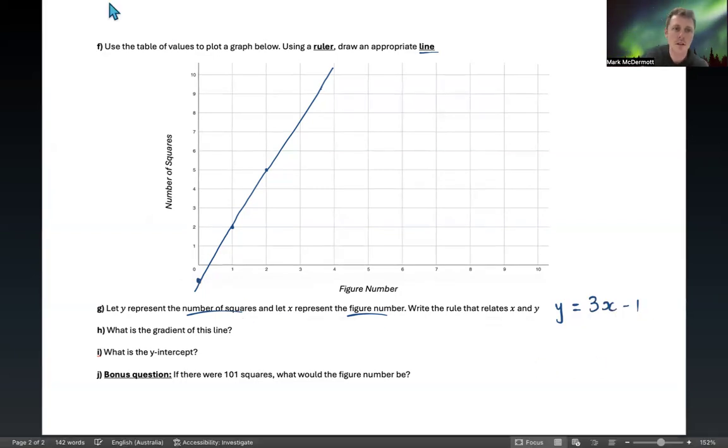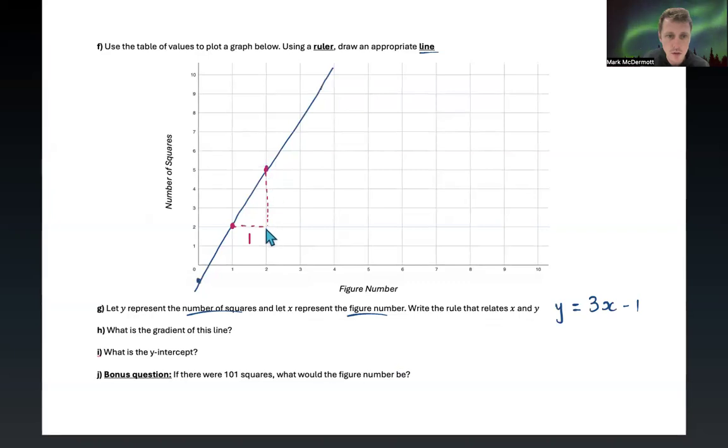Okay, and then what is the gradient of this line? Well, let's think. The gradient is given by rise over run. So pick any 2 points on the line and calculate the rise and the run. So if we make a little triangle here between these 2 points, we've got a run of 1 and a rise of, well, we go from 2 up to 5, so that's a rise of 3. So our gradient is 3 rise over 1. 3 divided by 1 is just 3. So we have a gradient of 3.